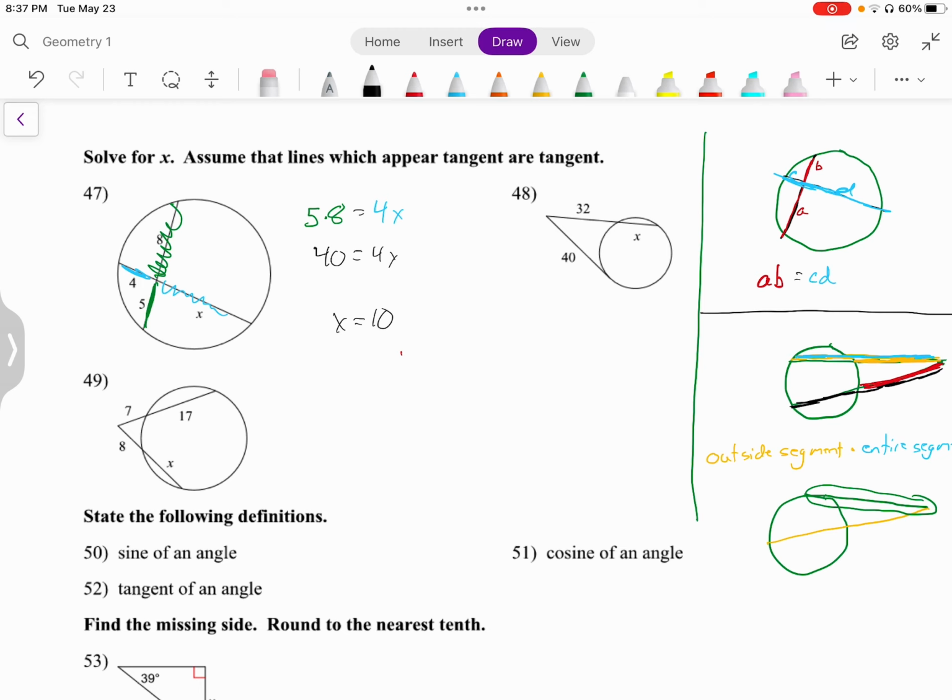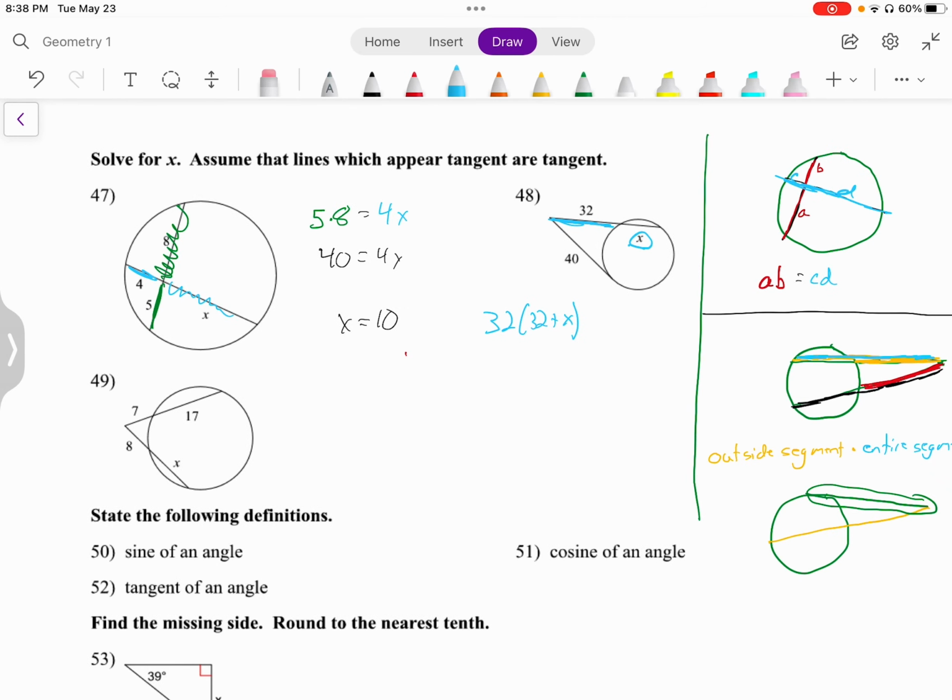Here, this is the one you have to kind of be careful with. We have an outside part, so 32, times the whole or the entire segment. Well, the entire segment is 32 plus x. This is where a lot of people make a mistake. They just do 32 and then they just do x, but it's the outside part times the entire segment equals, and this isn't tricky, but it's a little odd how we say it, the outside part of this one is 40. It doesn't go inside the circle at all. However, the entire segment is also 40. So you actually can write 40 squared.